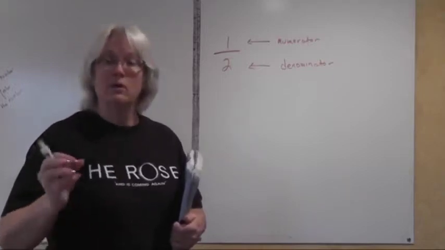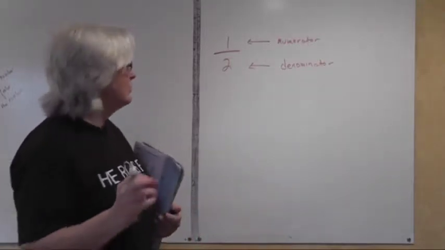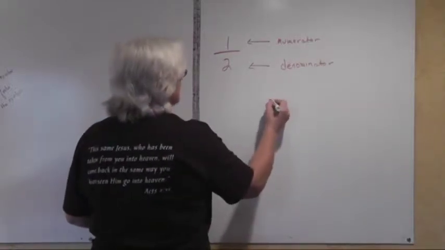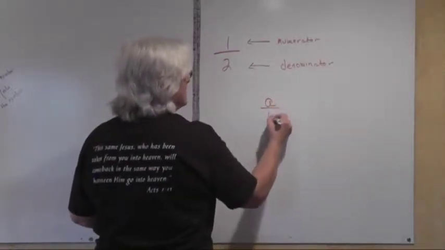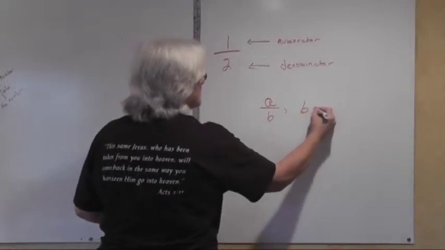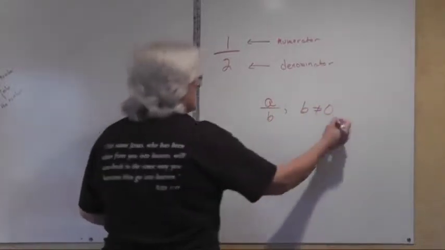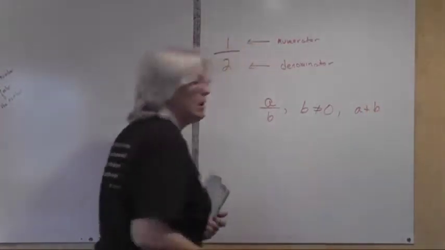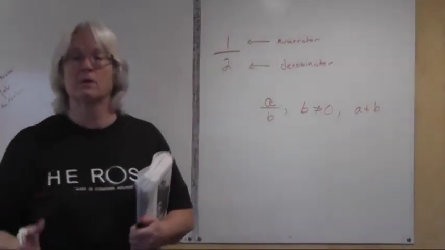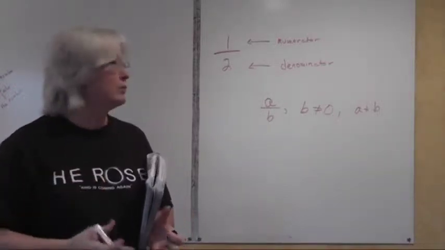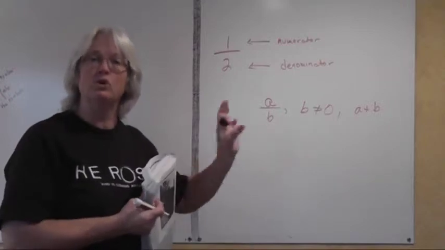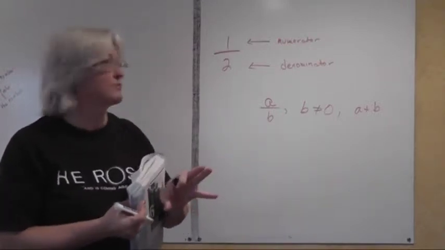Now in general, the way that you write a fraction, if we wanted to use just an algebraic general expression, this is how you write a fraction. It's a over b, where b is different from 0, and a and b are integers. Some form of a whole number. You don't want to have 1/2 divided by 2/3, even though you can have that. It's what they call a complex fraction.